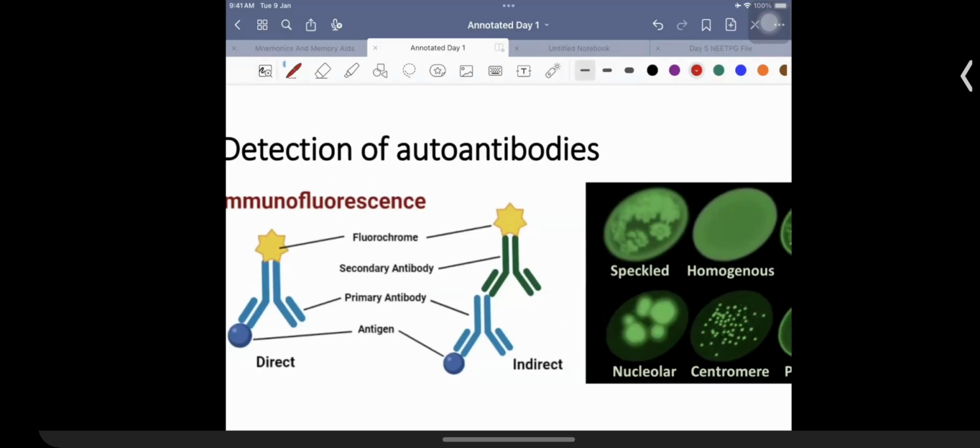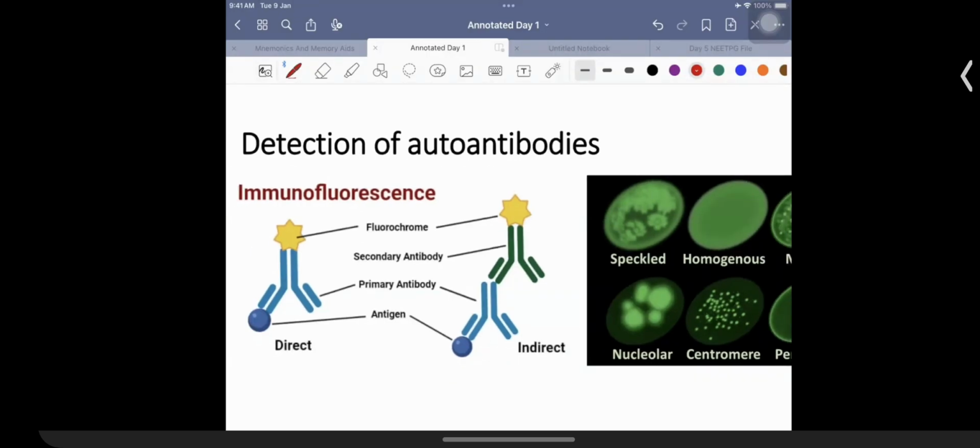Then talking about detection of antibodies, many antibodies are present. The question which was asked in the exam is, which is the method by which you are able to detect the presence of antibodies? One of the methods by which we detect antibodies is with the help of direct or indirect immunofluorescence. Between direct and indirect immunofluorescence, which of them is better? Please remember it is indirect immunofluorescence. The reason is that in indirect immunofluorescence, you have amplification of signal.